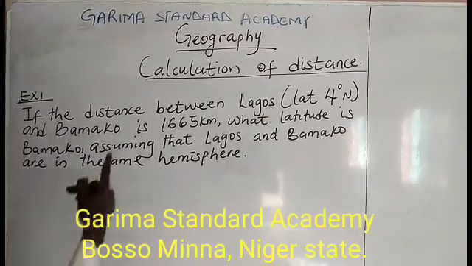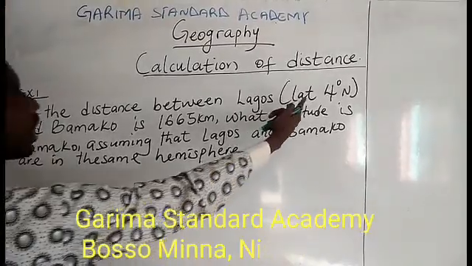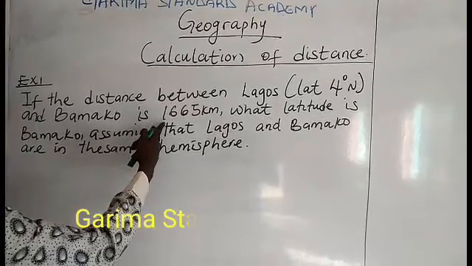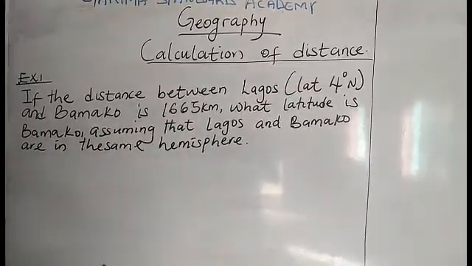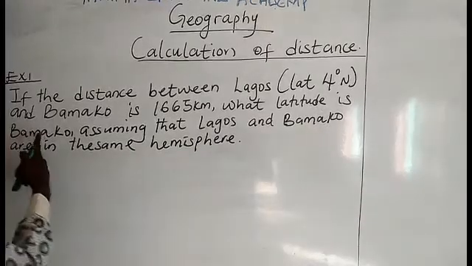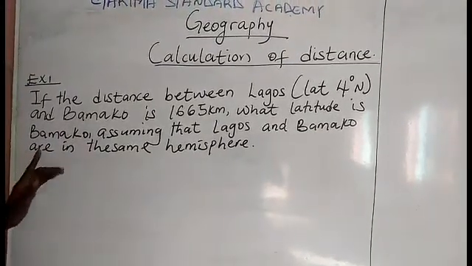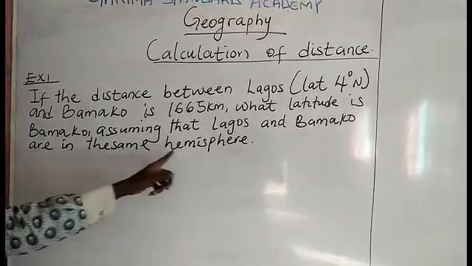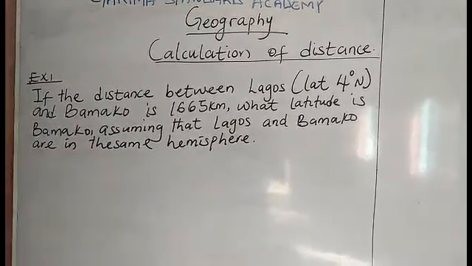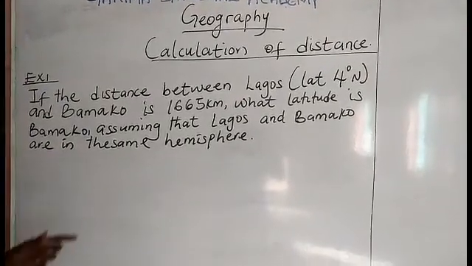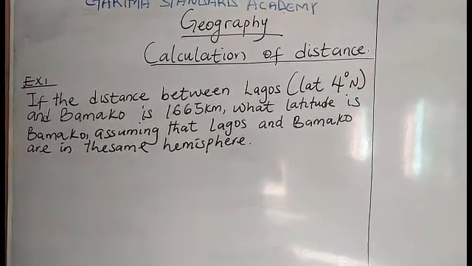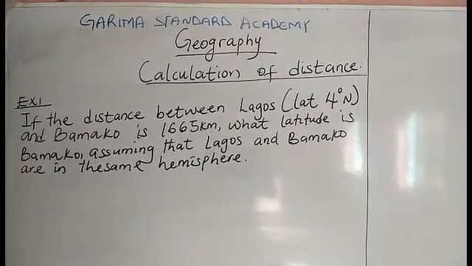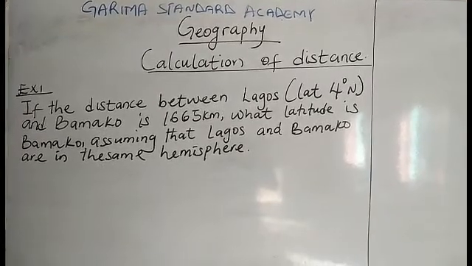If the distance between Lagos on latitude 4 degrees north and Bamako is 1,665 kilometers, what latitude is Bamako? That is one part of the question. Assuming that Lagos and Bamako are in the same hemisphere. There's quite a little difference between what we have on the board and the previous examples we've been solving, but the same approach. Now let's solve this question on the board.